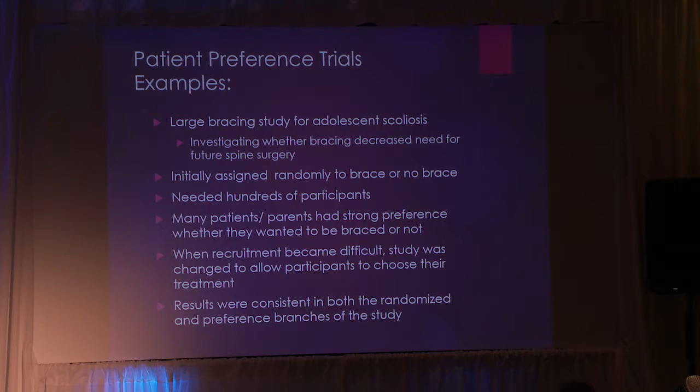There was a large bracing study that was recently done for adolescent scoliosis that used this patient preference technique to enroll patients because they were having a lot of difficulty enrolling patients. Many of them had a strong preference whether their child receive a brace or not. And so when they had that difficulty with recruitment, they ended up changing the trial and had a preferential choice arm of the study as well as a randomized study.